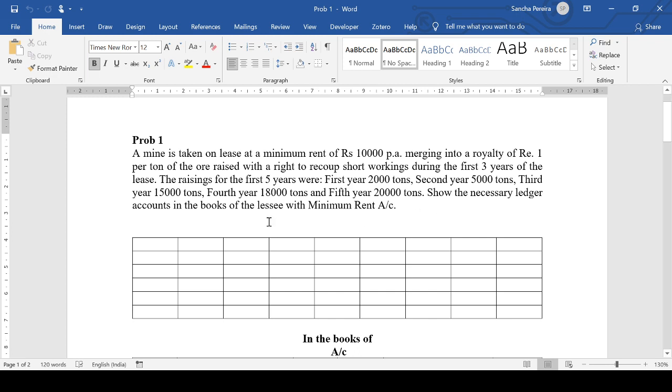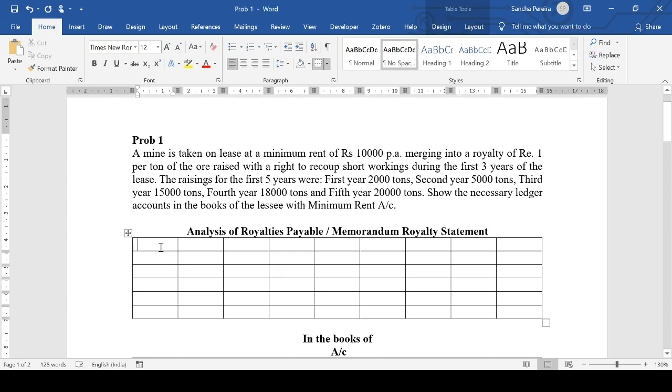So first we need to prepare something called the analysis of royalties payable. It's also called, you can use any one of these, memorandum royalty statement. Some books show it as analysis of royalties payable, some books show it as memorandum royalty statement. Basically, what we are going to calculate here is the royalty in each year, the short workings, how much can be recovered, and so on. So this is the analysis.